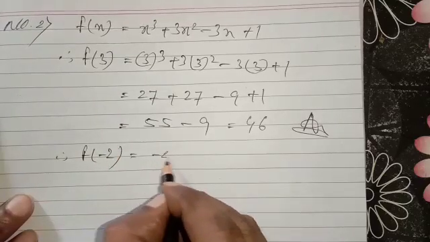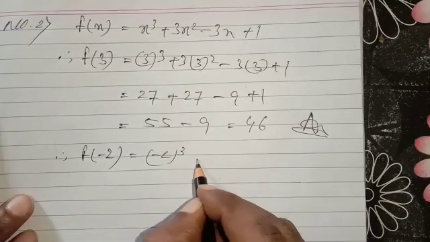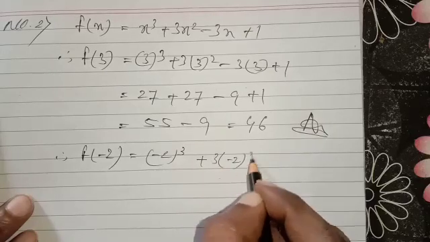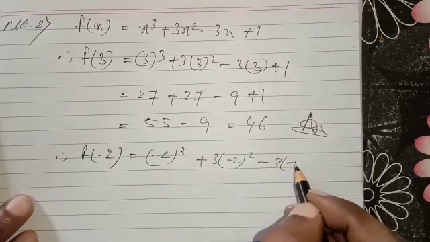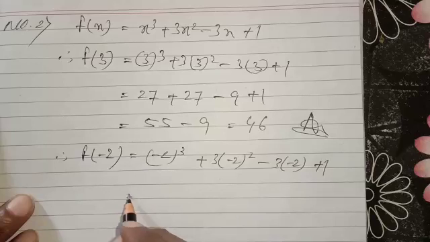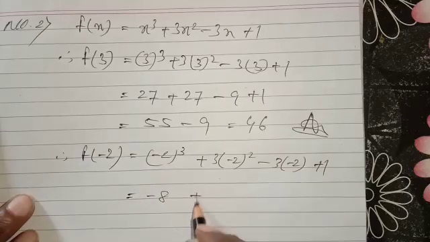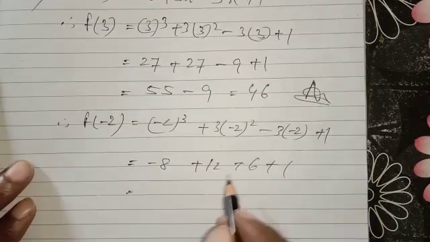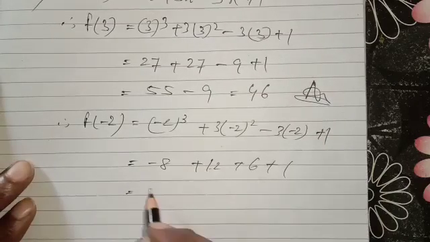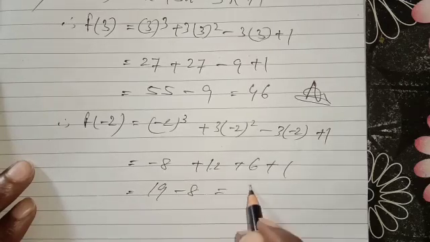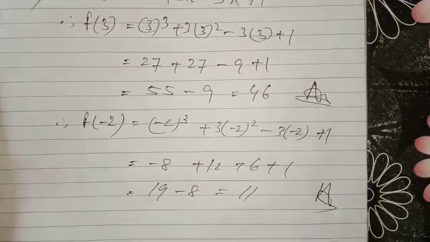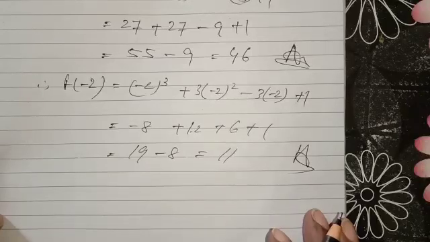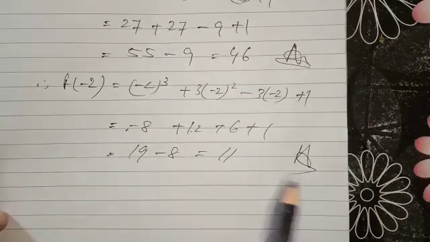Again you have to find out f of minus 2, means putting x is equal to minus 2. Minus 2 whole cube plus 3 into minus 2 whole square, minus 3 into minus 2 plus 1. Minus 2 whole cube is minus 8. This will be minus 2 square is 4, 4 3 is 12. This is plus 6 plus 1. How much are you getting? 12 plus 6, 18. 18 plus 1, 19. 19 minus 8 coming 11. So what is the value of f of minus 2? Is 11. The number 2 first part completed.